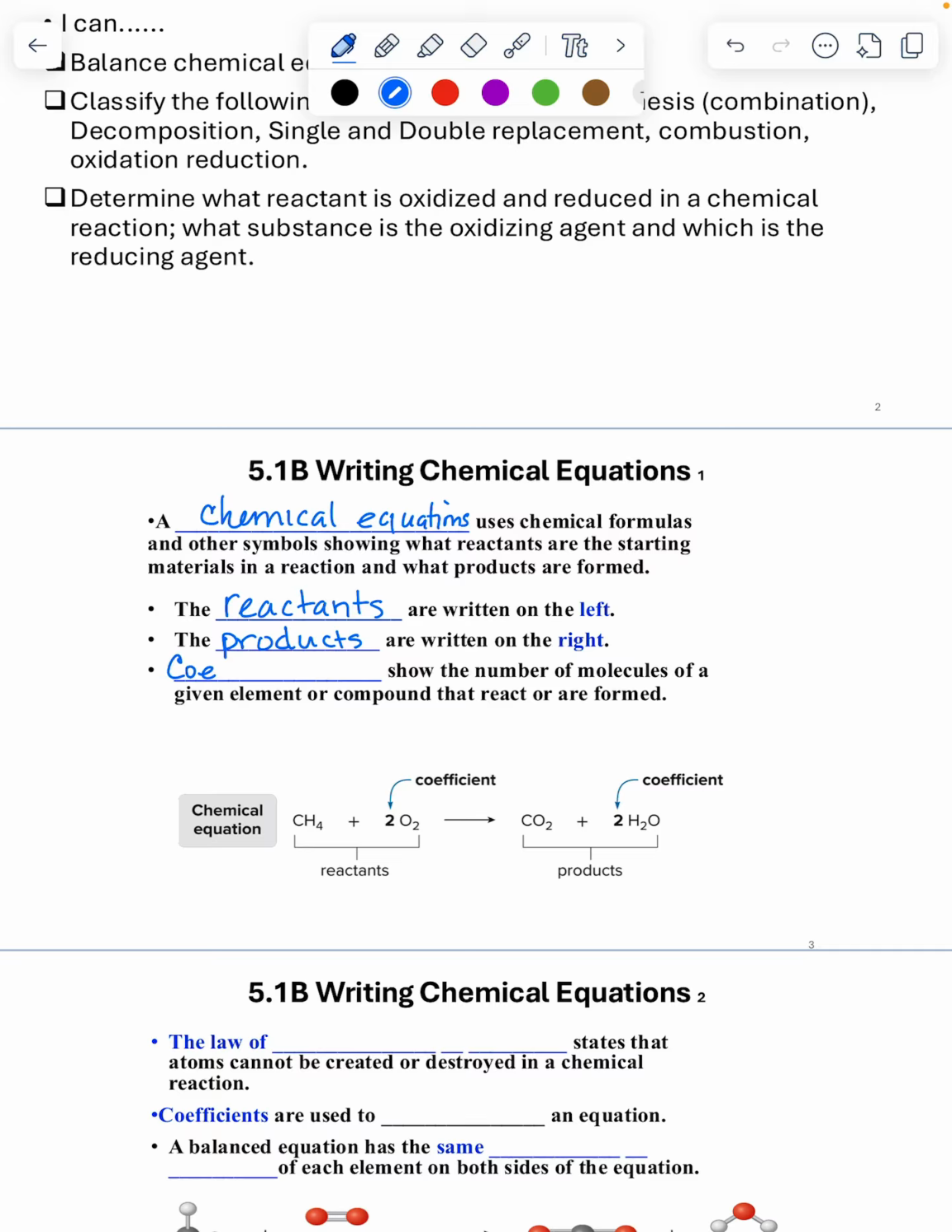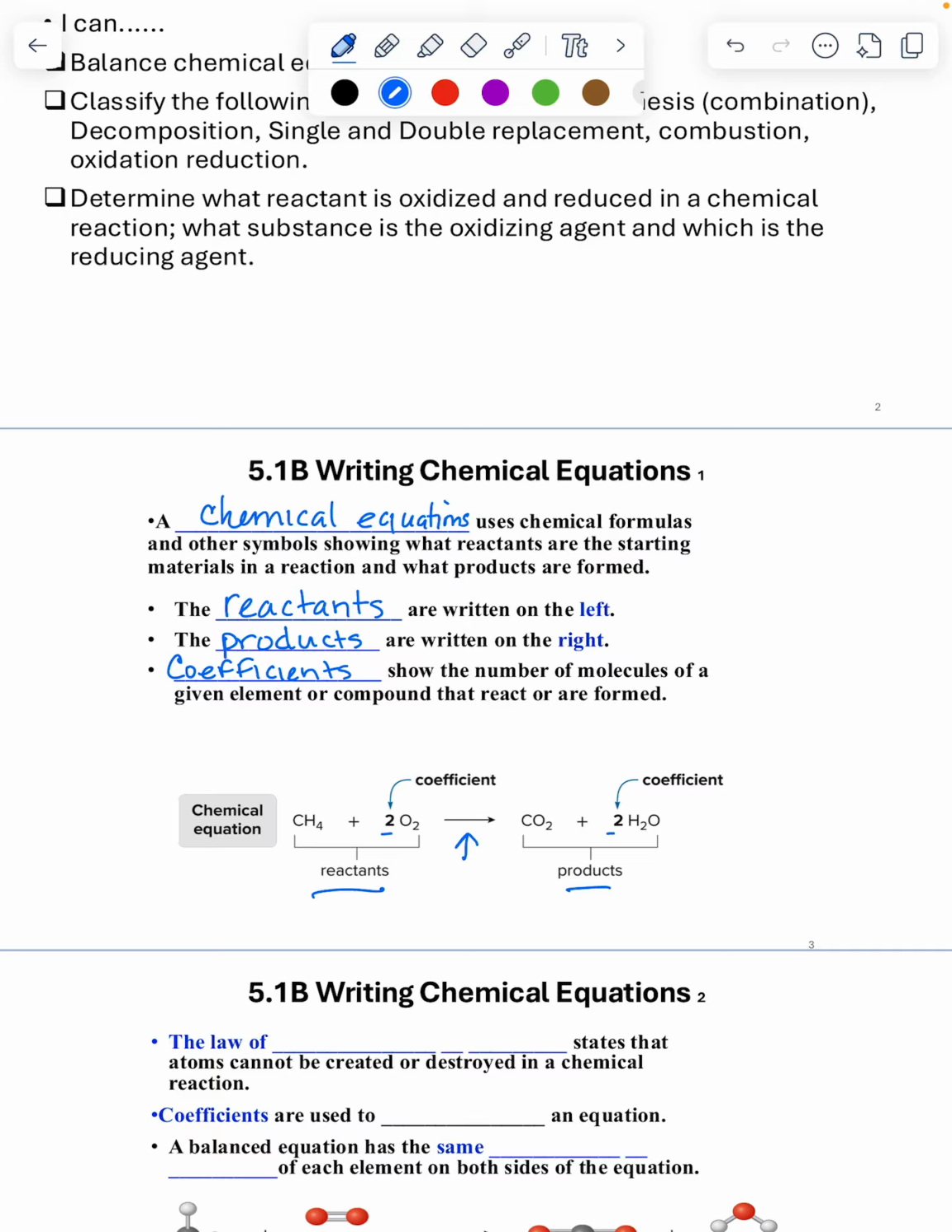And we use something called coefficients. These are the big numbers in front to show the number of molecules of a given element or compound. In the example you see here, the reactants have been labeled for you. They're to the left of the yield sign. Remember, this is the yield sign. It separates the reactants from the products. And the products are on the right-hand side of the yield sign, and then it points out coefficients.